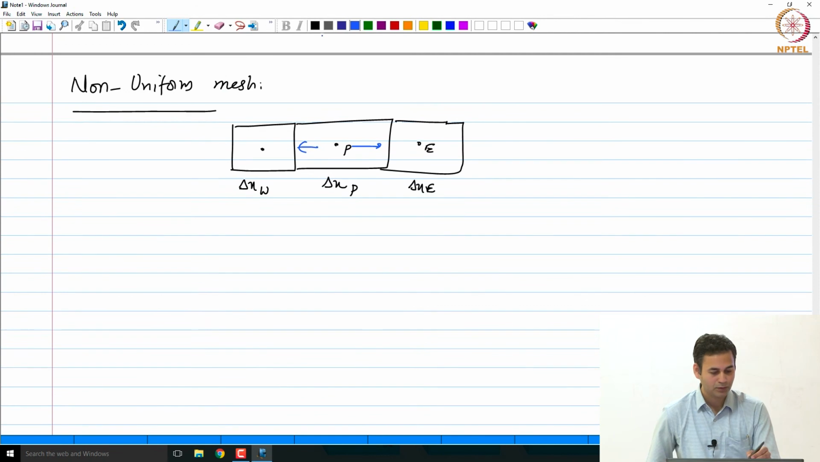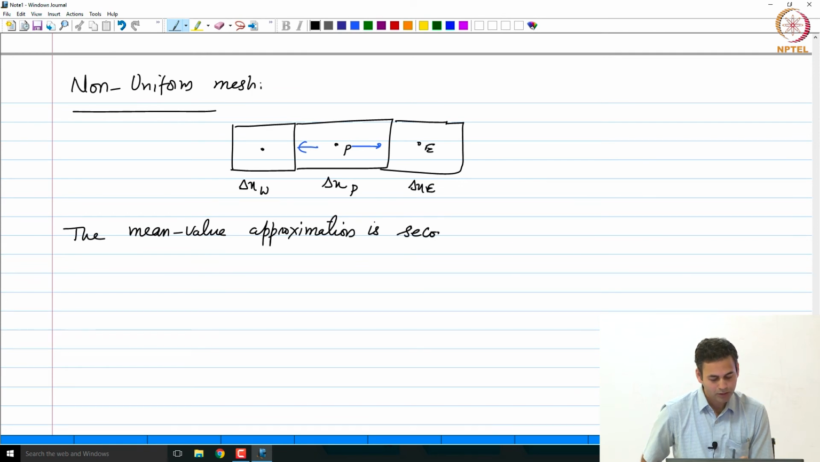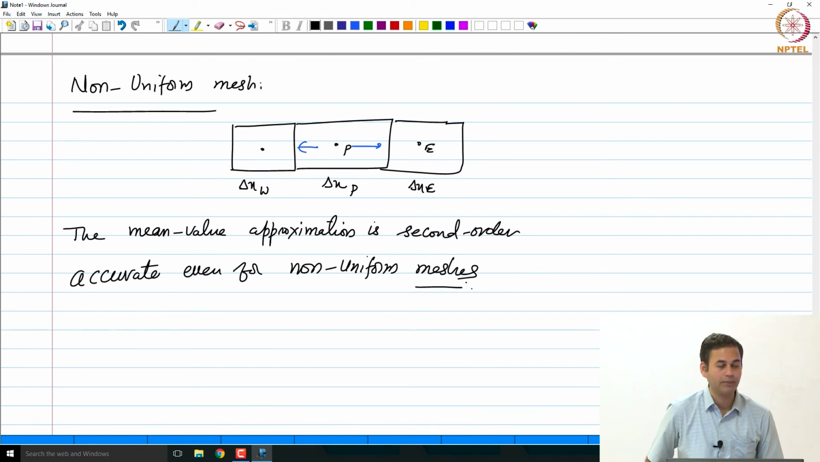Okay. So the mean value approximation is second order accurate even for non-uniform meshes. Fine, does everybody agree, or are there questions? Okay.